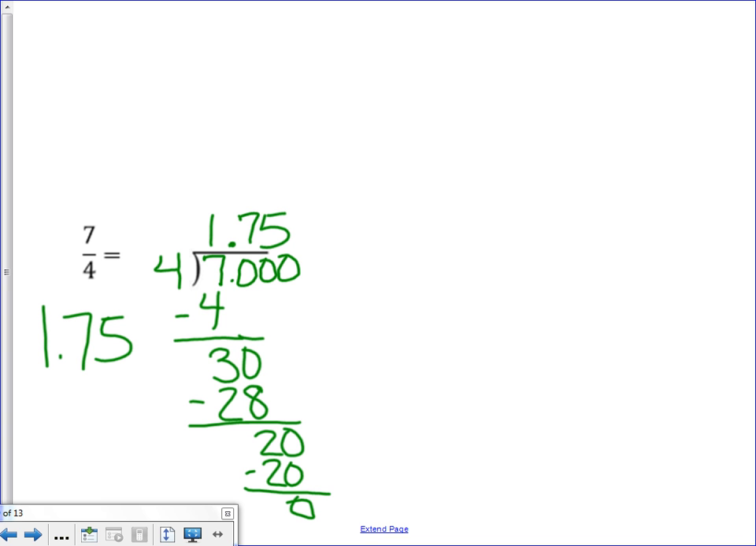And that makes sense because if you remember how to convert this to a mixed number, it would be 1 3/4. So 1 3/4, so if we have 3/4 out of a dollar, it would be 1.75. So that makes sense.